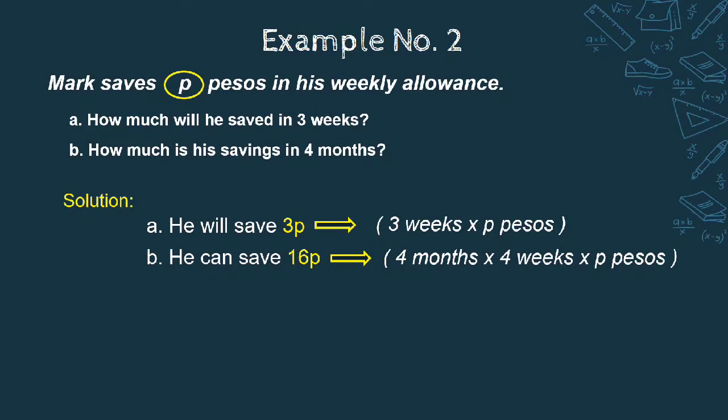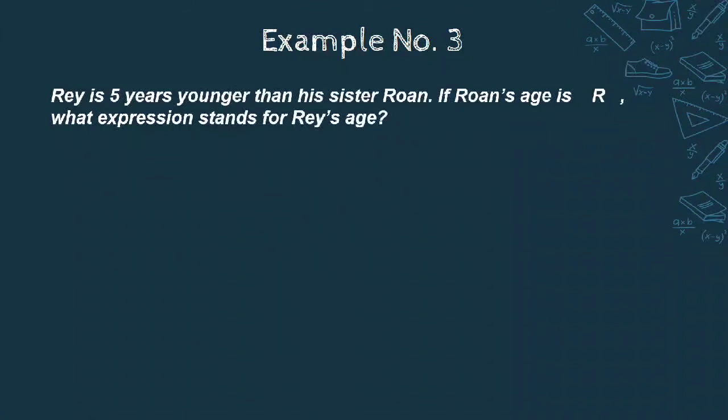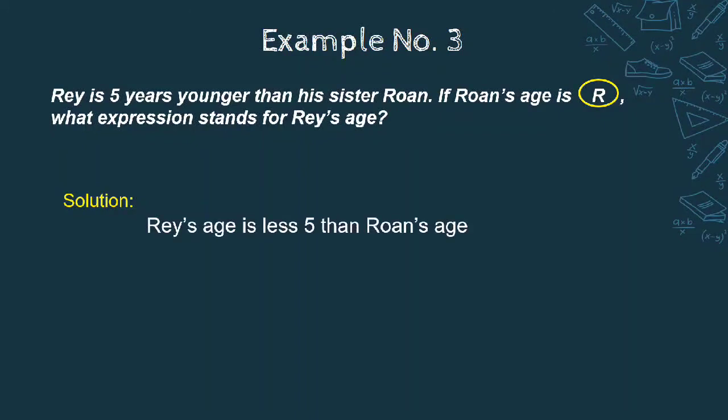Example number 3. Ray is 5 years younger than his sister Roanne. If Roanne's age is R, what expression stands for Ray's age? So the variable used here is R, which represents the age of Roanne. For the solution, Ray's age is 5 less than Roanne's age. So with this, we are going to use the symbol for subtraction. So it would be 5 less than R. In expression, it would be R minus 5.